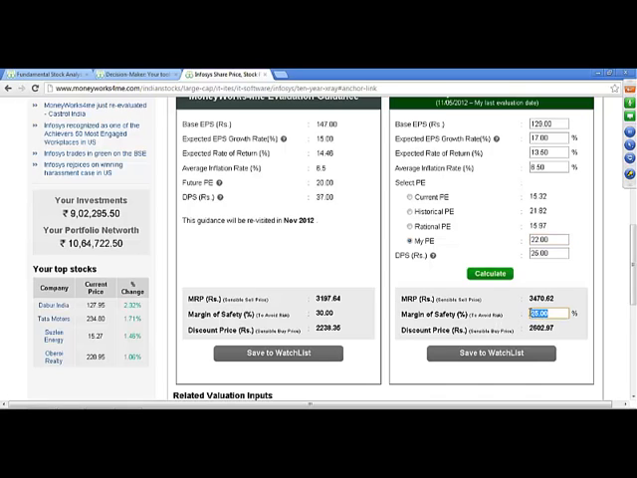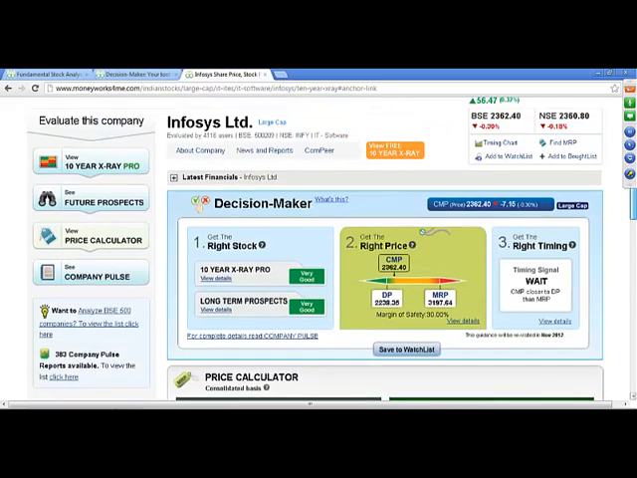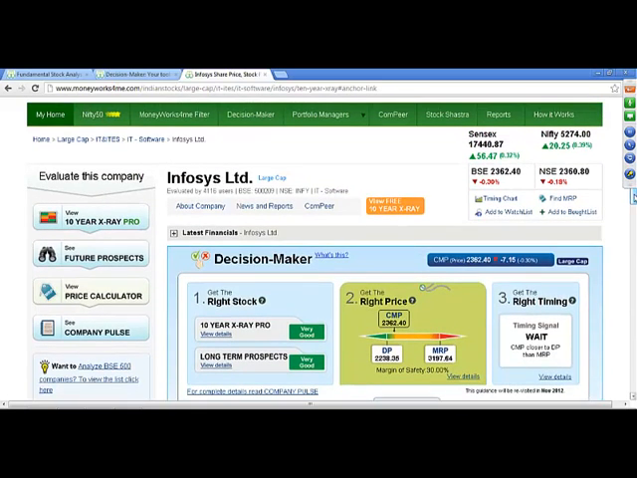So again, I can just tweak this. The margin of safety I can change, and you can just play with these numbers to arrive at your own MRP and discount price guidance. Okay, and then I can just save this to my watch list. So now all the things that I have saved, whether it be the 10-year X-ray color coding or the future prospects color coding and the MRP and discount price, will be available for my reference in my watch list. Okay, and I can refer to it at any time.